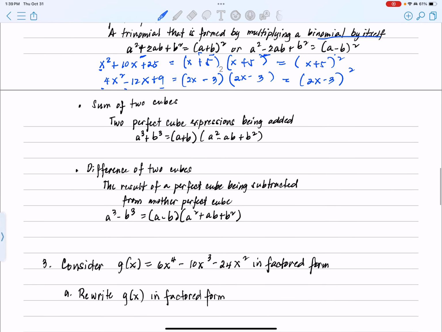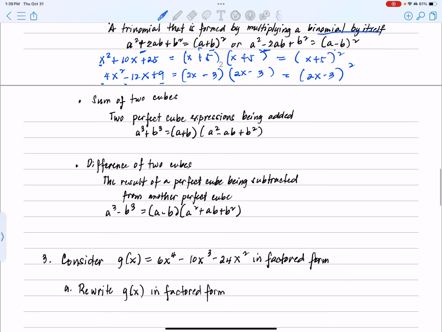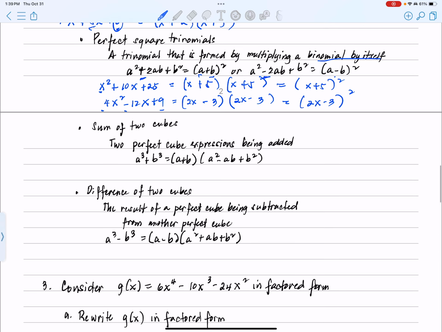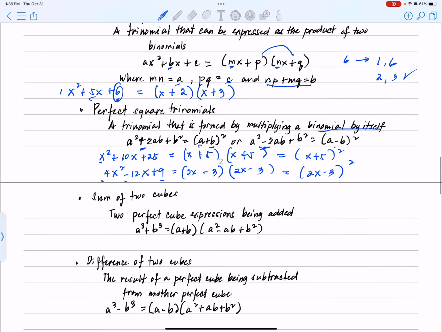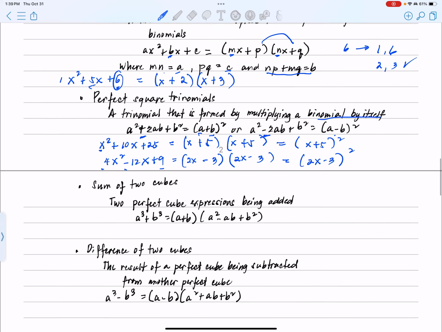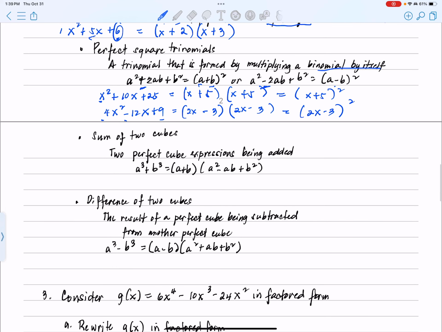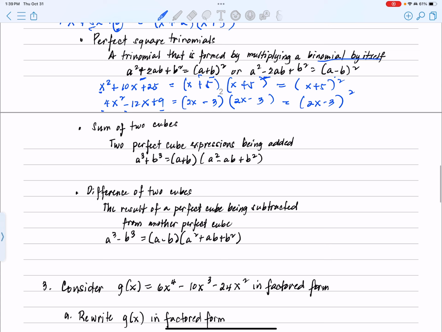Sum of two cubes. Do we miss out the difference of two squares here? I will add this later on, the difference of two squares. Okay, let's proceed.